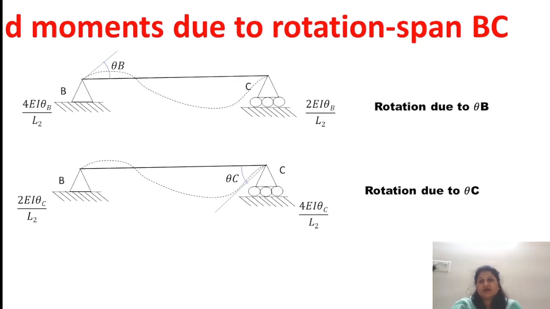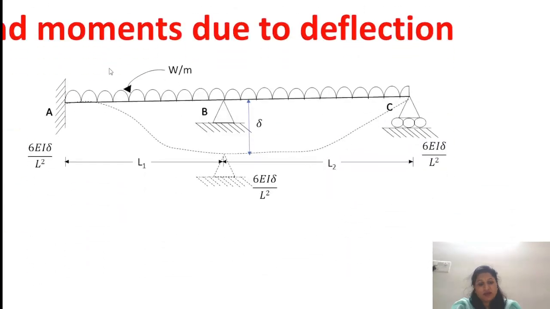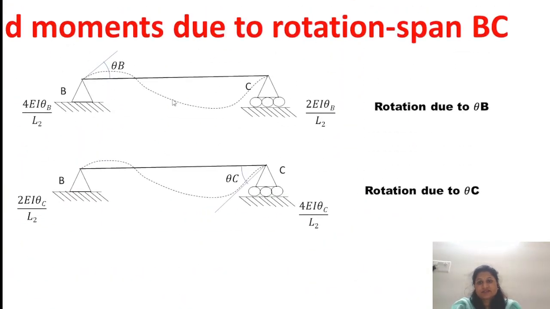For span BC, the bending behavior we have already seen: from B to C, the entire UDL is there, and the bending action is hogging for upward movements, that is theta B, and sagging for the downward bending behavior from B to C. Here also we see the rotation, first of all due to theta B and then due to theta C. Now, for rotation due to theta B, at point B it is 4EI theta B upon L2, and at C, which is half of that, it is 2EI theta B upon L2.